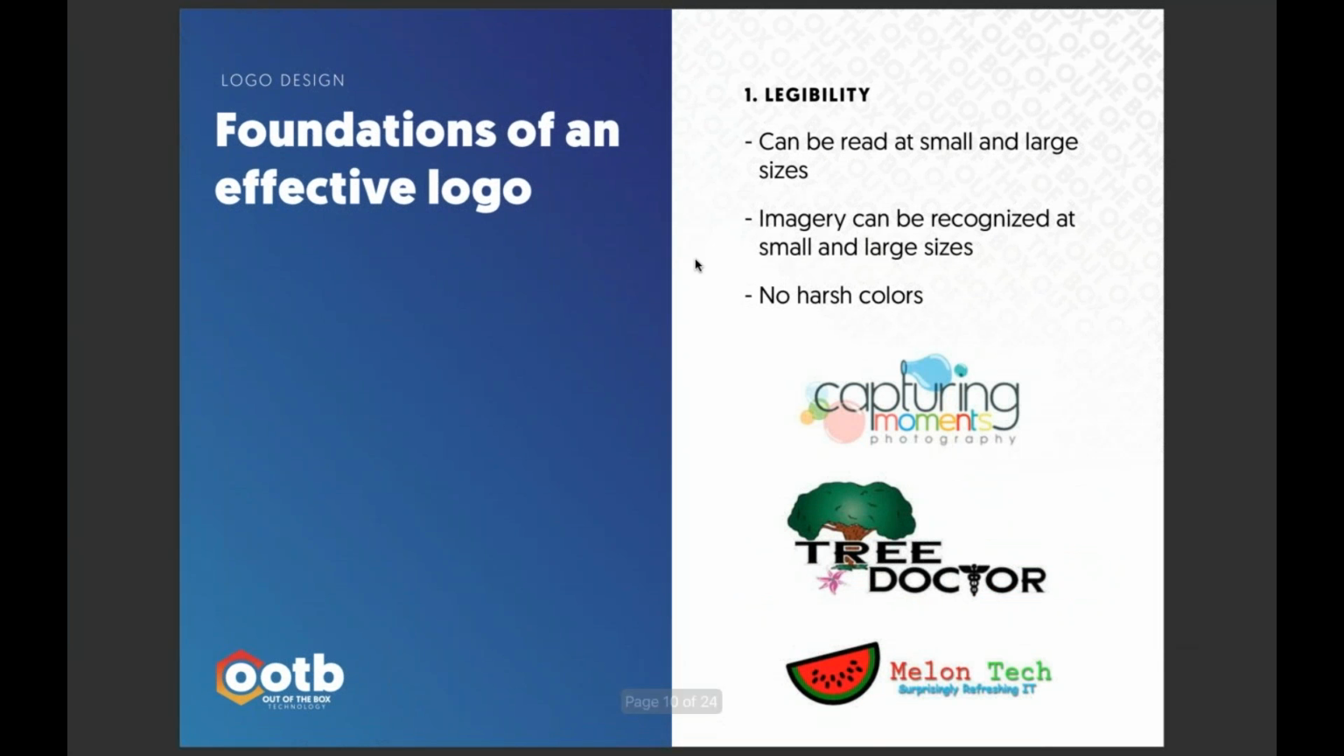So number one, they're paying attention to legibility. Your logo needs to be able to be read at small and large sizes. And going with that, imagery needs to be recognized at large and small sizes.